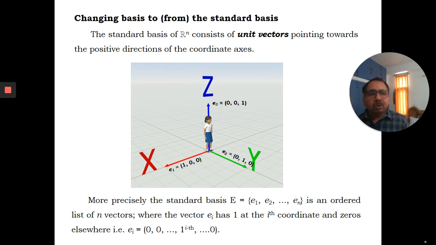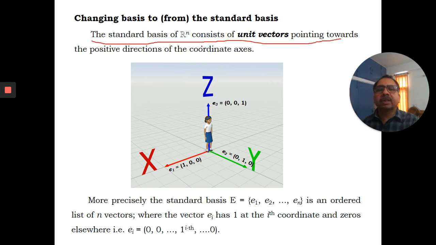Now suppose we wish to find the component of one basis with respect to the standard basis, or conversely, if we are given the component of a vector with respect to the standard basis and we want to find the component of that vector with respect to another given basis, how shall we do that? Before that, let's see what I mean by a standard basis. The standard basis of Rn consists of unit vectors pointing toward the positive direction of the coordinate axes.